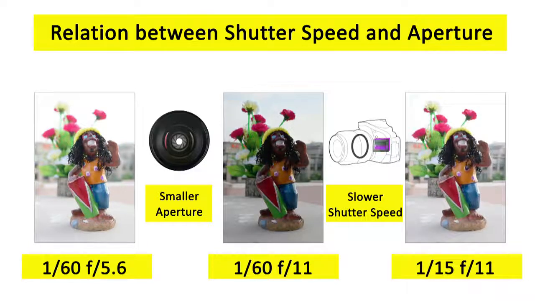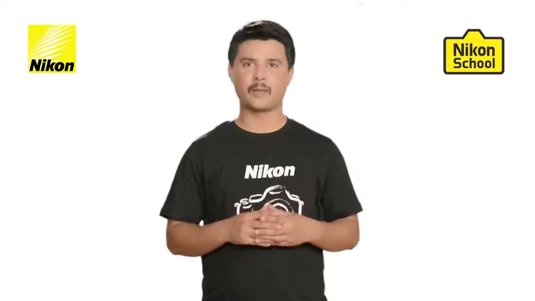You need to slow down the shutter speed in order to increase the duration of light entering the image sensor. Once you slow down the shutter speed to 1/15th of a second and keep the same aperture, that is f11, you will get more background in focus. That means you will have a greater depth of field and the same exposure as the first image.